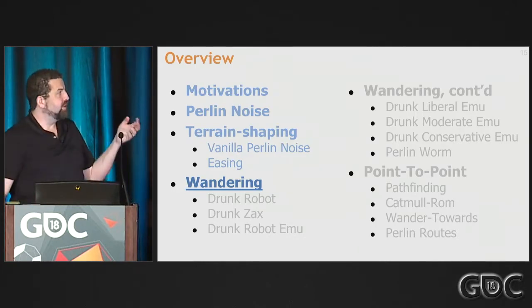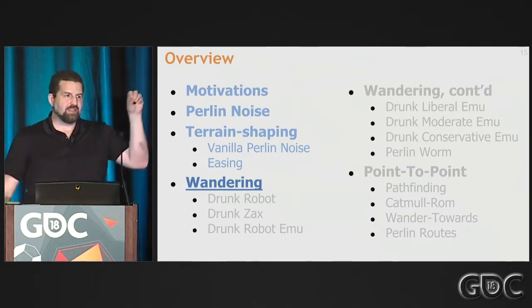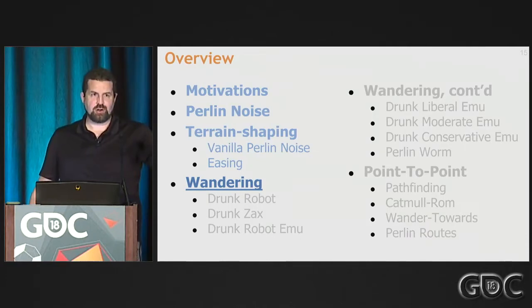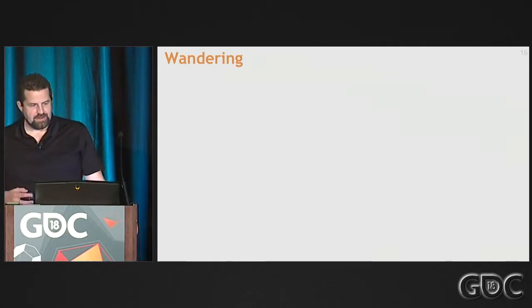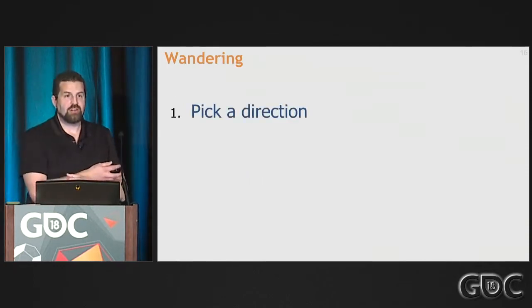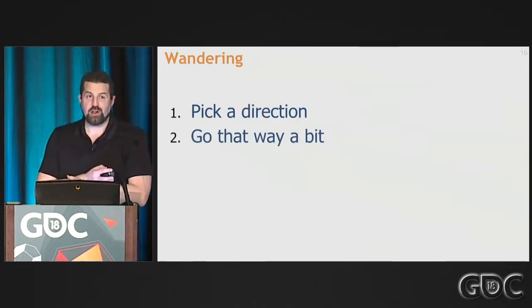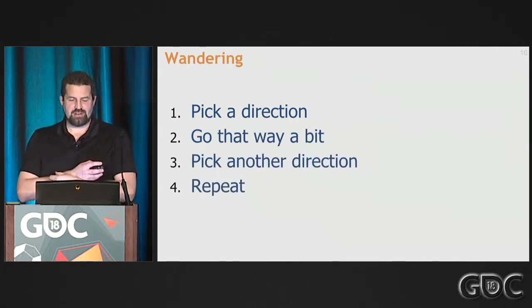So let's look at some discrete wandering techniques. I want to stick a piece of road or river and say go and have it squirrel its way across the landscape, no offense. Okay, wandering, basic idea. Pick a direction, go that way. Pick another direction, repeat. That's the basic wanderer.